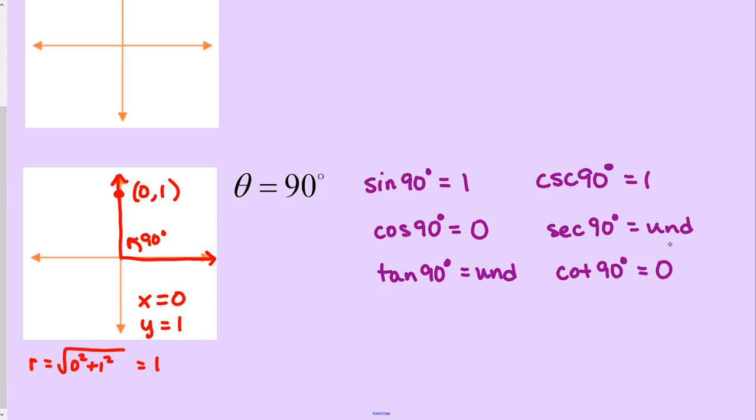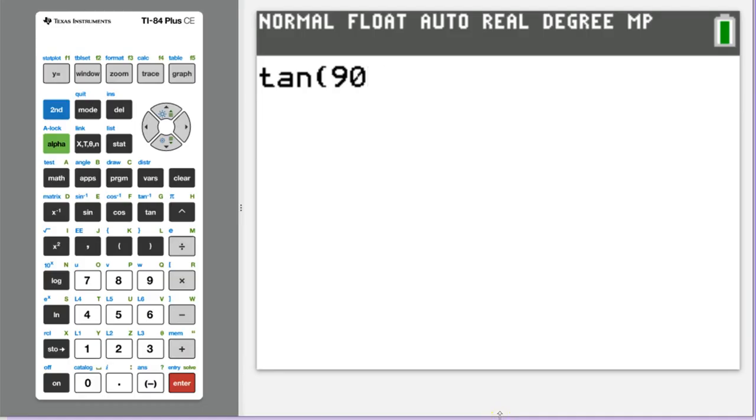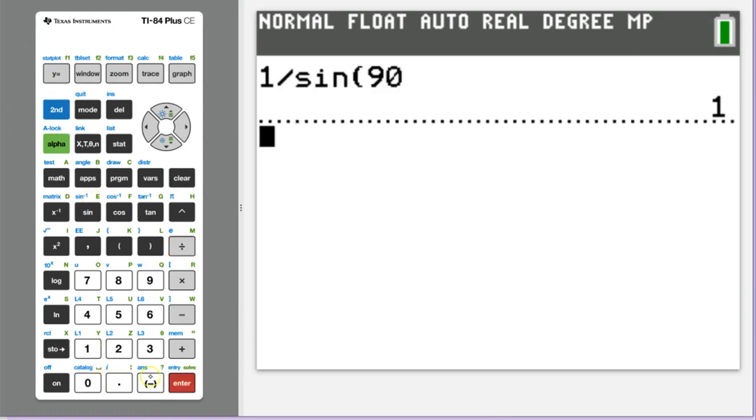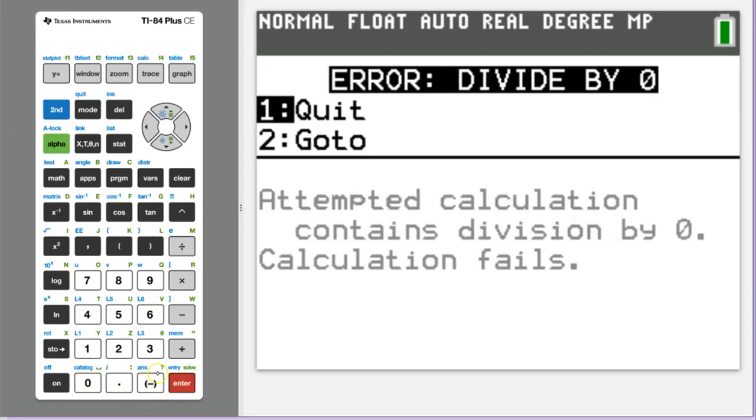So if you were to pick any of those and put them in your calculator, you should get these same answers. Now, you might be wondering, how do I put cosecant or secant or cotangent into my calculator? You don't have a button for those. So if you wanted to do cosecant, you just have to remember it's the reciprocal of sine. So you do 1 divided by sine of the angle. Or if you want to do secant, it's the reciprocal of cosine. So 1 divided by the cosine of the angle. See, that one turned out to be undefined.